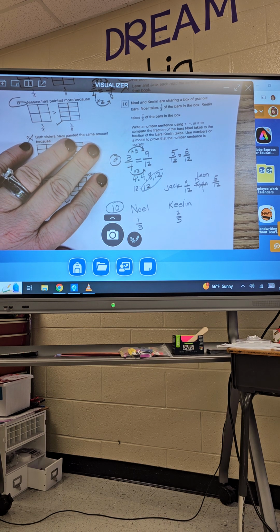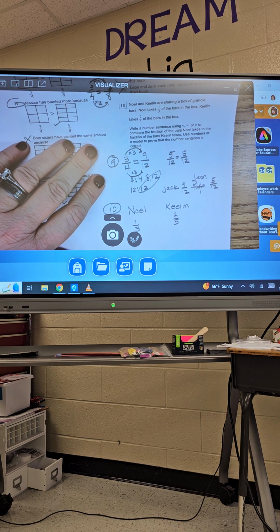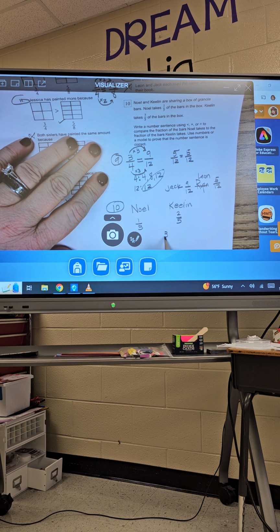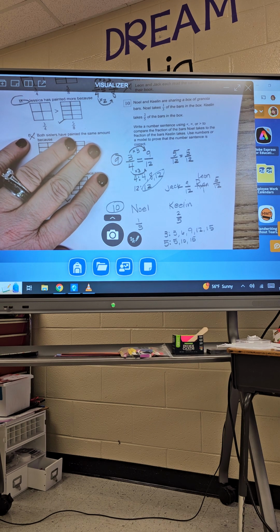Okay. Now, I'm at a different point now because 5 and 3 are not common denominators. So I have to find a common denominator that will work with both, right? So I start with my multiples of 3. 3, 6, 9, 12, 15. Okay, I think I found one, but I'm going to check. 5, 10, 15. Yes, 15 is my lowest common multiple. So I'm going to use 15 for both.